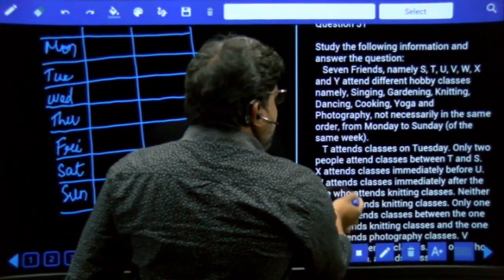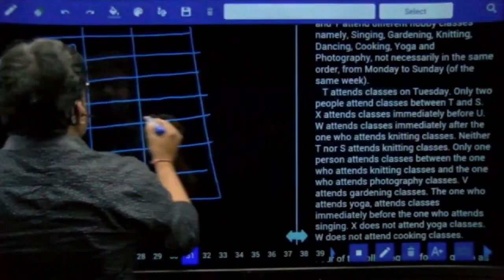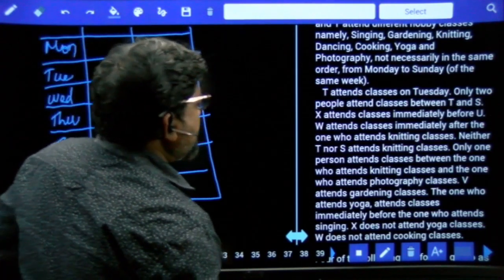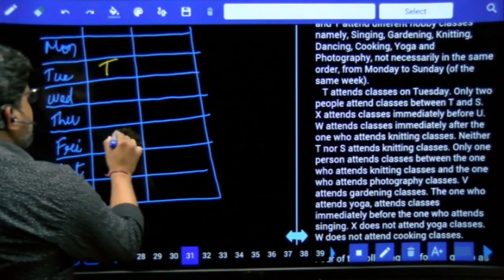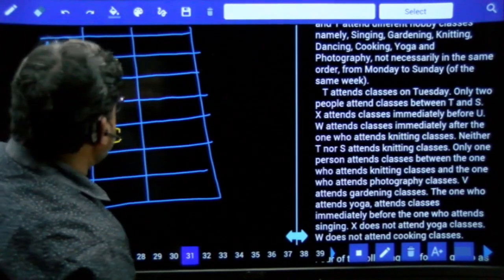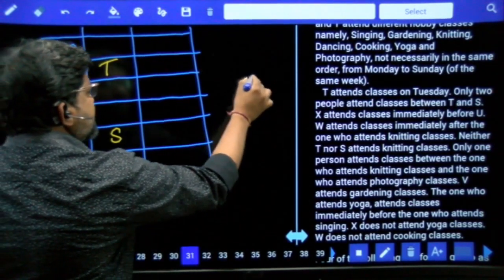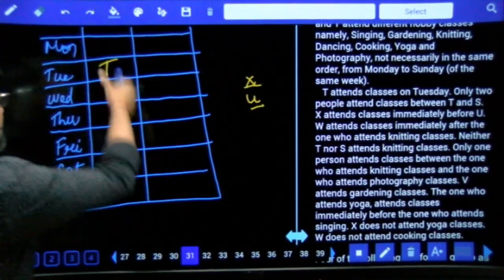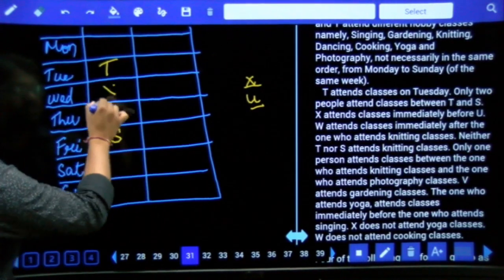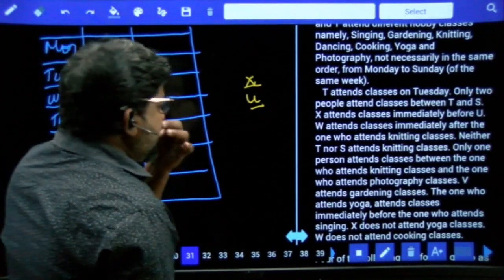T attends the classes on Tuesday. Next. Only 2 people attend the classes between T and S. X attends immediately before U. X is attending immediately before U. Immediately before U is X. This is how the arrangement is going to be. Yes, 2 possibilities: Wednesday, Thursday, Saturday, Sunday. Let me try the first option, X and U. And if it doesn't work, I'll come back to Saturday and Sunday.